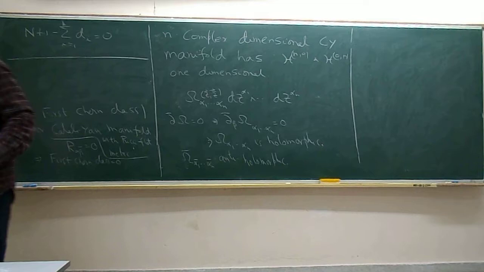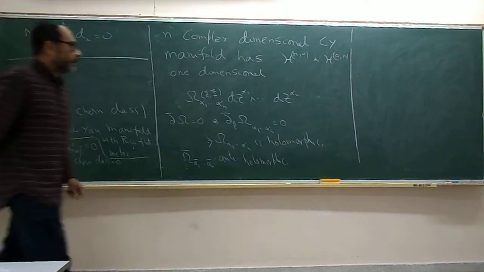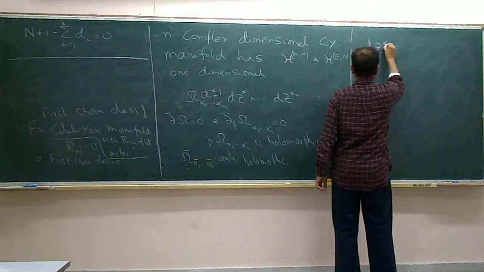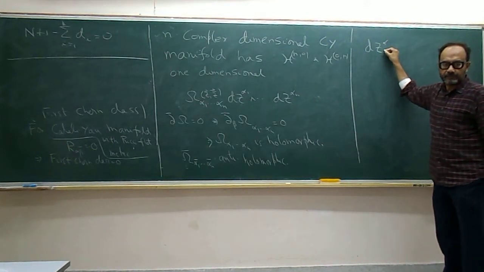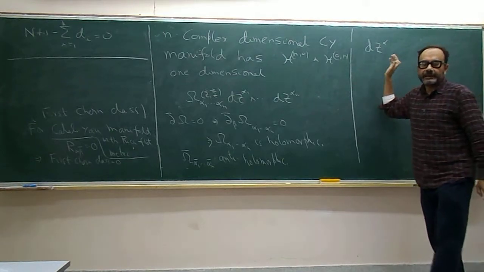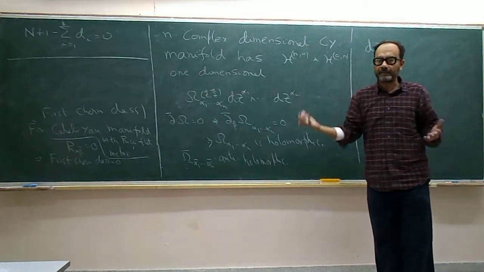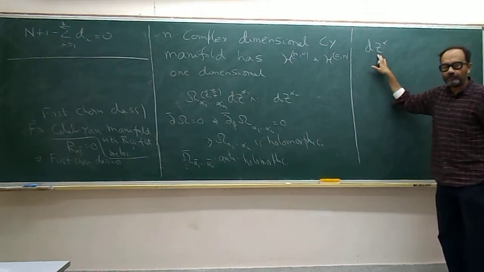Now let's see how we can label the complex structure moduli deformation. Complex structure deformation. One way to do this is the following. Let's consider a dz^alpha, a holomorphic differential. Now you can think of this as a real form, after all, it's a real manifold, so in that case this is a real form.